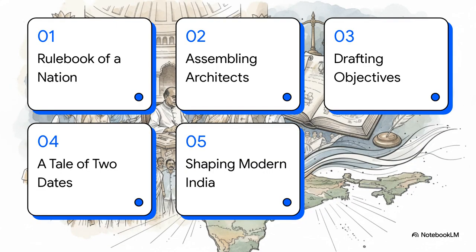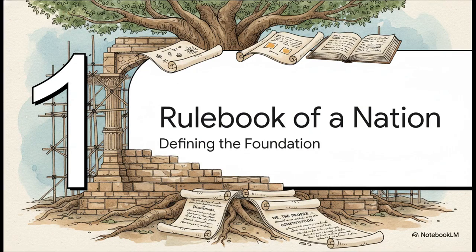Okay, let's dive into this. We've got a clear roadmap for this massive historical journey, broken down into 5 digestible blueprints. We're going to hit the rulebook of a nation, assembling the architects, drafting the objectives, a tale of 2 dates, and finally, shaping a modern India. Starting right off with Section 1, the rulebook of a nation, defining the foundation.